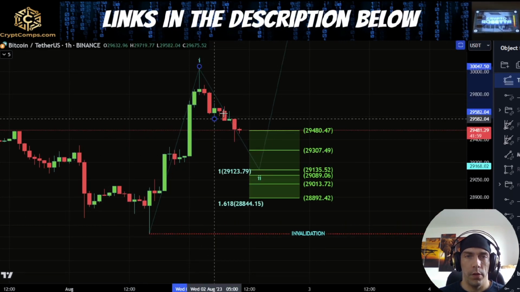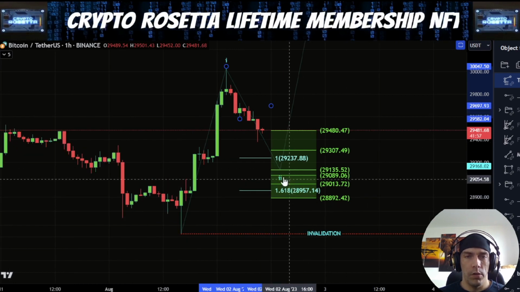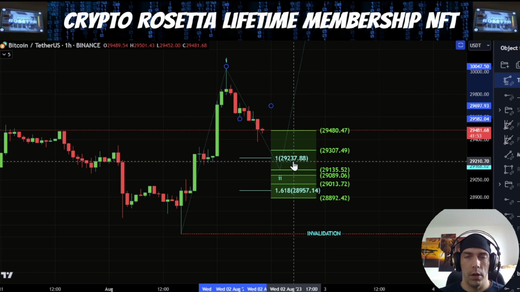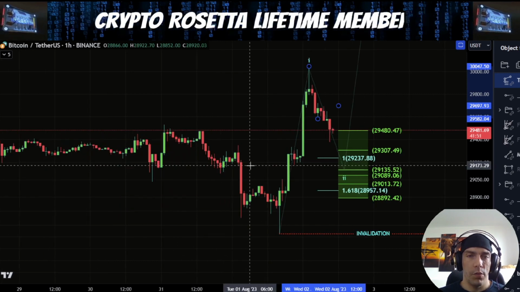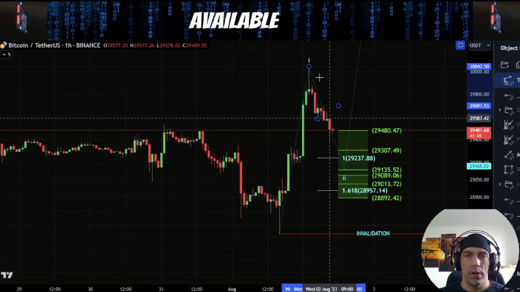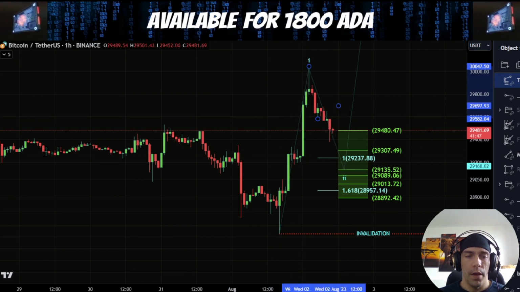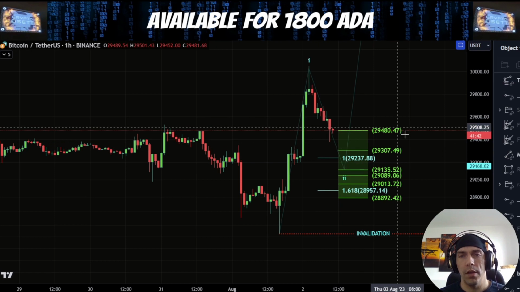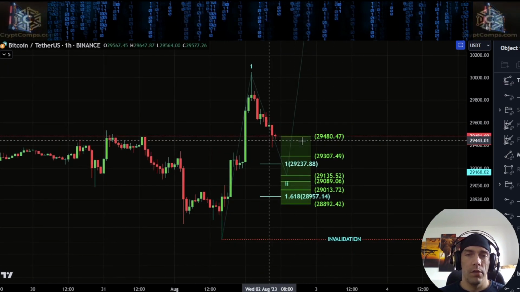If I throw this fib on here, let's see what our 1-to-1 targets bring us back into this area here of 29,237. If we do see price come back into this level, it would make a lot of sense. If this is a fourth wave here, this typically happens with impulses. We can revisit these zones, but we have done enough by coming down into this 0.382.